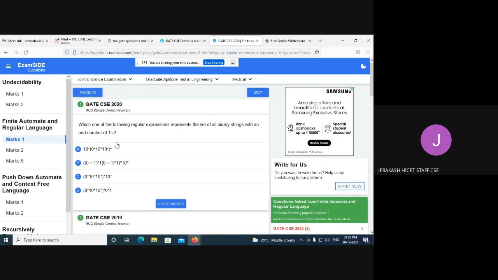So what is this? Which of the following regular expressions represents the set of binary strings with an odd number of ones?